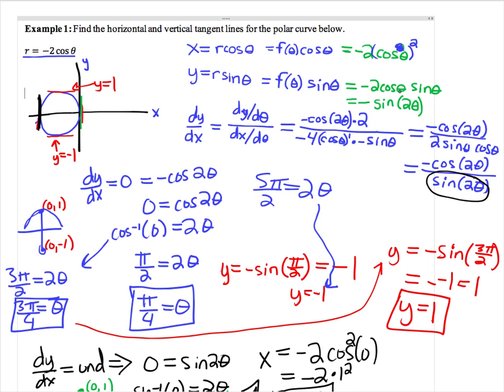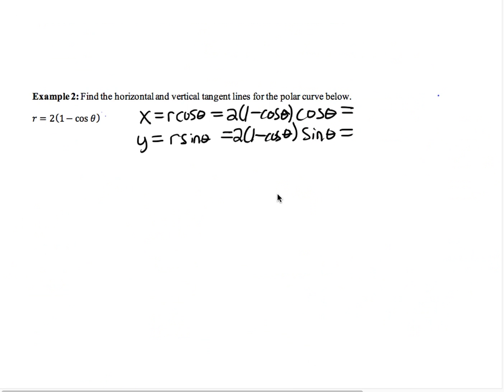Alright, I'm going to take a short break here and we'll come back and do another one where we can't see the graph in advance. So I'm back. We're going to look at one more example of finding horizontal and vertical tangent lines. This time the curve isn't necessarily a real basic one. It's a fairly basic polar curve, but it isn't one that you should necessarily just be able to picture automatically.